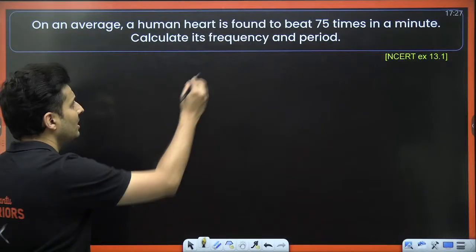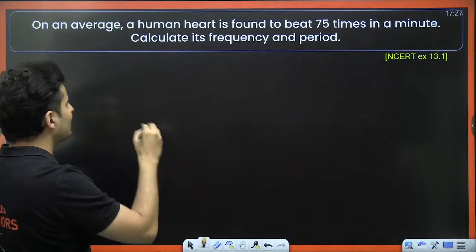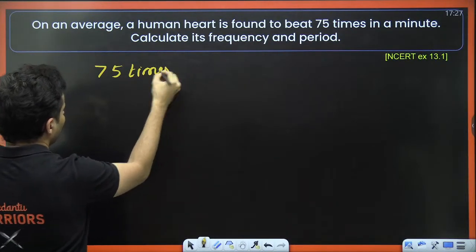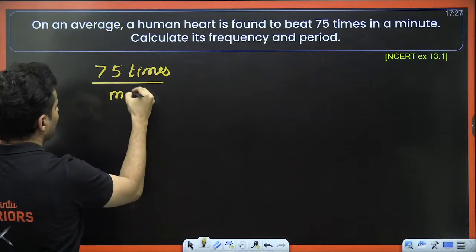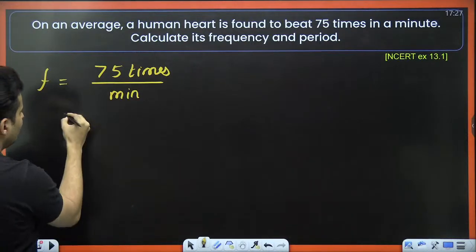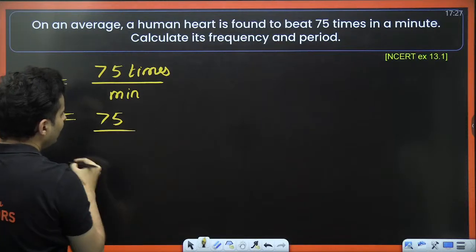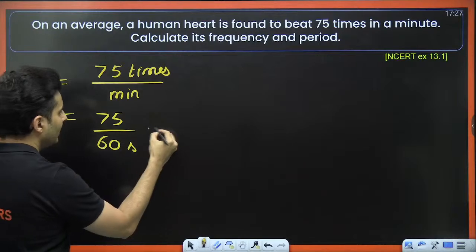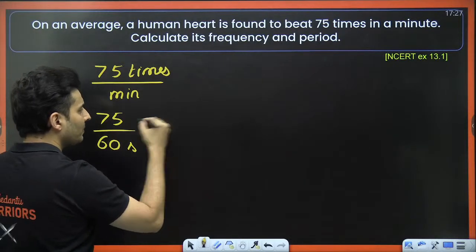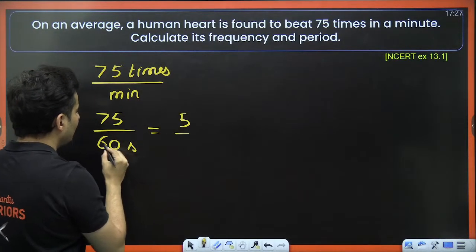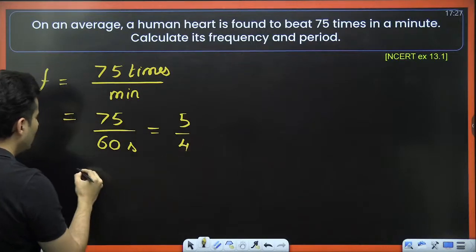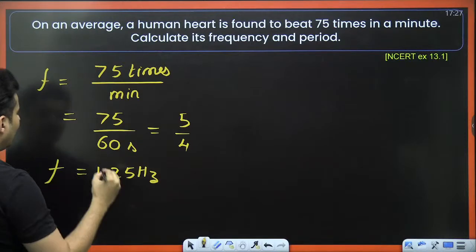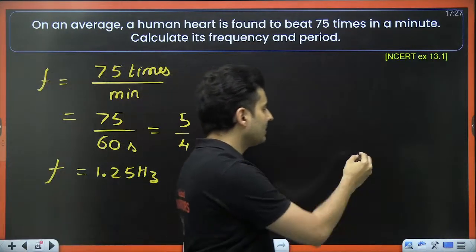Yes, my dear students, it is beating 75 times in 1 minute. 75 times per minute. That is the frequency. 1 minute is how many seconds? 60 seconds. Usually you express it in seconds, right? 75 divided by 15 is nothing but 5. 60 divided by 15 is 4. So 5 by 4 means 1.25 hertz. That is the frequency.